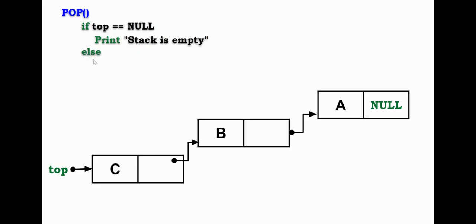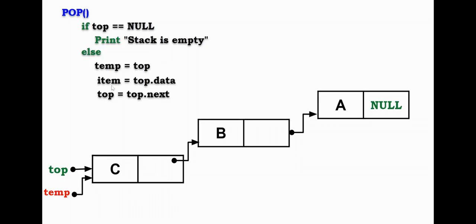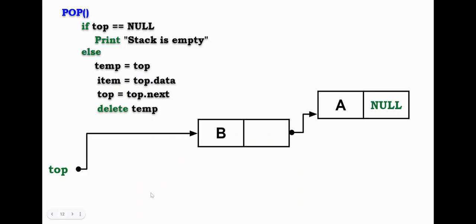Else, first we have to create a pointer called temp, and it has to point to the node referred to by the top pointer. Then in the next step, we store the data pointed to by the top pointer in a temporary variable. Then we have to update our top pointer to the next node, so this reference is changed to the next node. After that, we have to delete the temp node. So these are the steps for the pop operation.